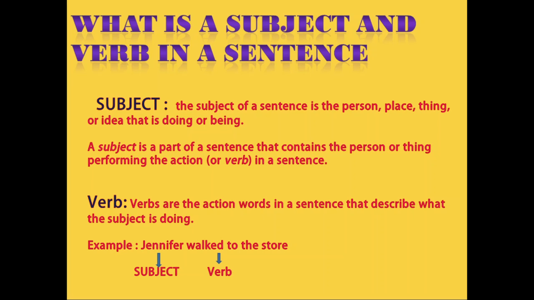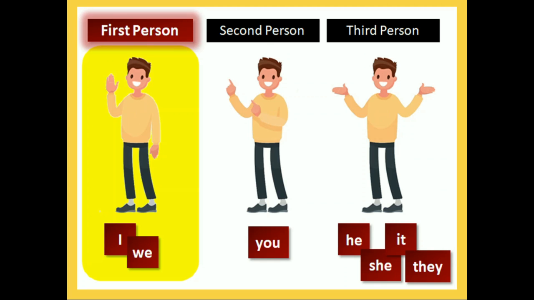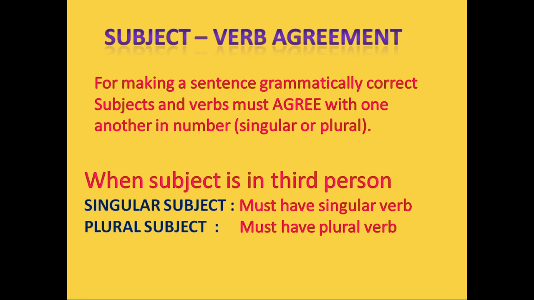Jennifer walked to the store. So in this sentence, Jennifer is the subject and walked is the verb. Jennifer is the person who is doing the action of walking. Based on the point of view, subject may be in first person, second person or third person. First person is I and we, and second person is you and you. And third person is he, she, it and they. Based on count, subject may be singular or plural.